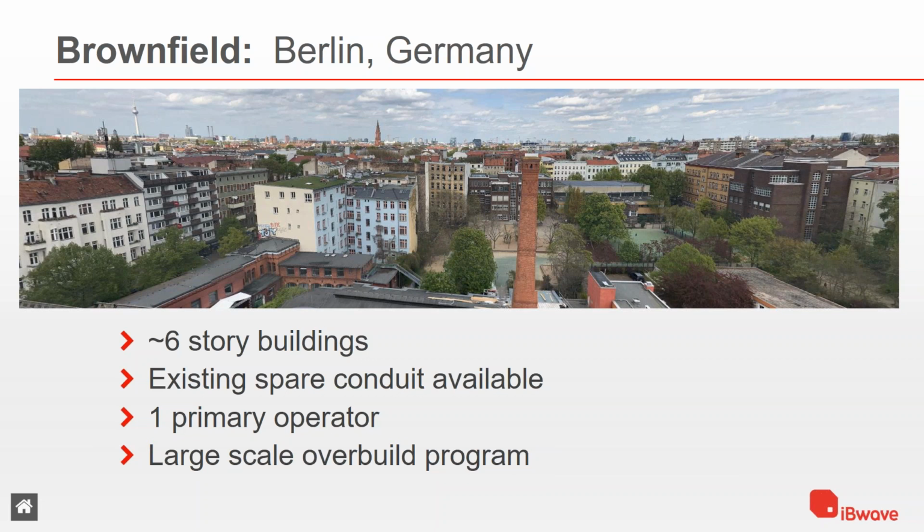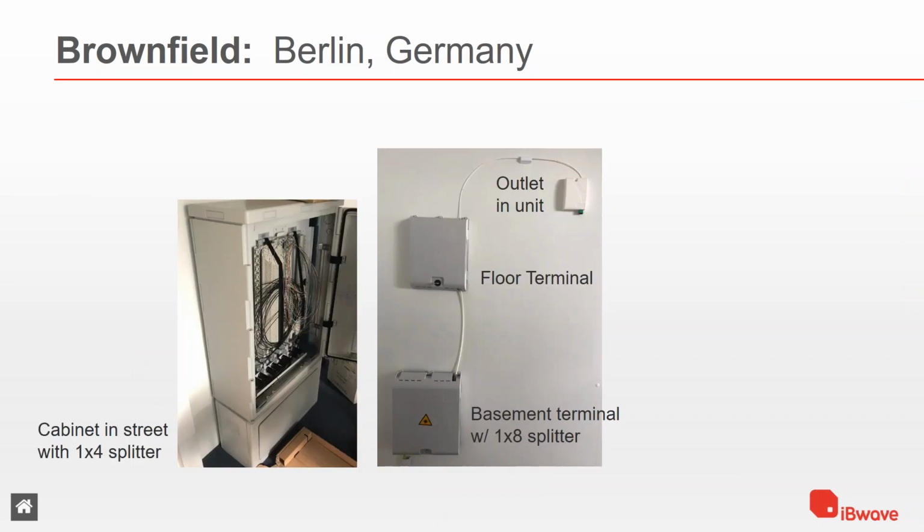So for such a large-scale deployment, having a standardized solution set, in this case, a distributed split scenario where they'd have a 1x4 splitter in a cabinet in the street, serving a 1x8 splitter terminal in the basement with 4 terminals routing to outlets in the units, makes the most sense for them because they are the primary service provider. They're going to see very high take rates that would justify the expense of putting multiple splitters out in the network in a distributed split architecture.